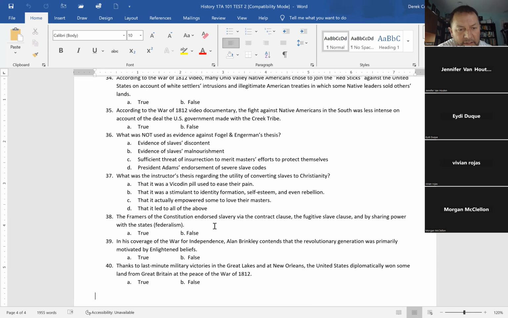All right, the framers of the Constitution, they endorsed slavery by way of the contract clause, the Fugitive Slave Clause, and by sharing power with the states. That is all true. In his coverage of the War for Independence, Alan Brinkley contends that the revolutionary generation was primarily motivated by enlightened beliefs. No, I already stated that the textbook adheres to the salutary neglect thesis, that we were kind of spoiled and we fought to keep a good thing going.